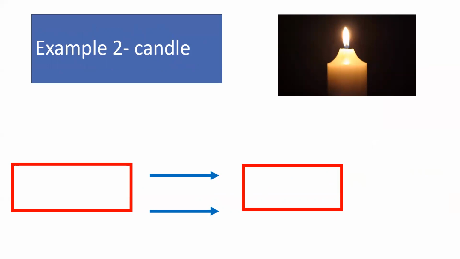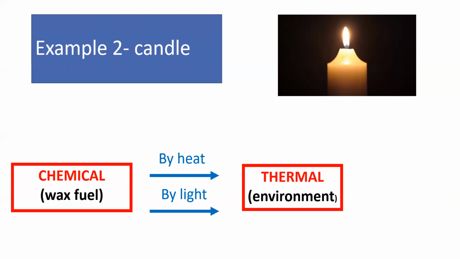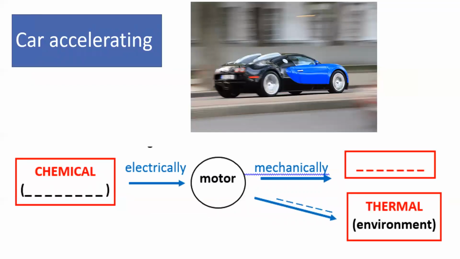Let's look at another example. Now we've got a candle. What sort of energy is stored in a candle? Remember, a candle is a fuel. We said in previous lessons that fuels are stored in the form of chemical energy. Every fuel has chemical energy. So the stored form is chemical, and then it is changed into heat energy and light energy, and it heats the environment. So it's called thermal. The environment will be hot, so the environment will have thermal energy. Well done.